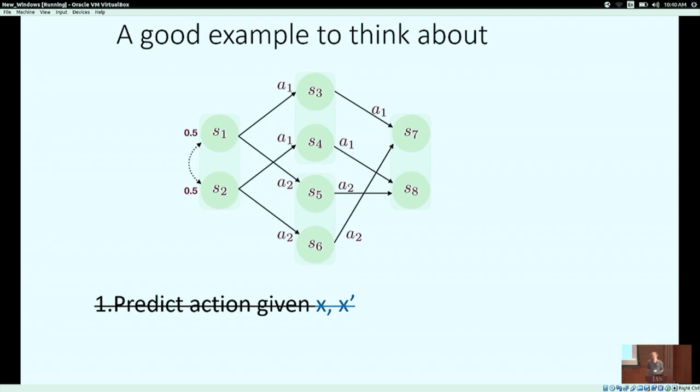Yeah, so the question is, is forward kinematic inseparability good enough? And the answer is no, it's not. There's a counterexample.